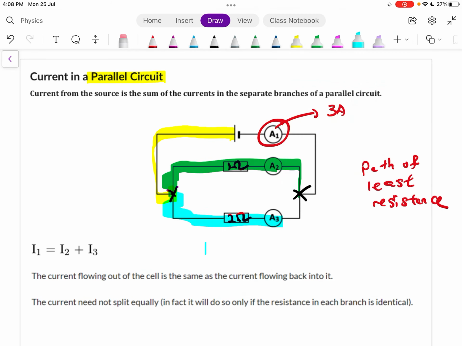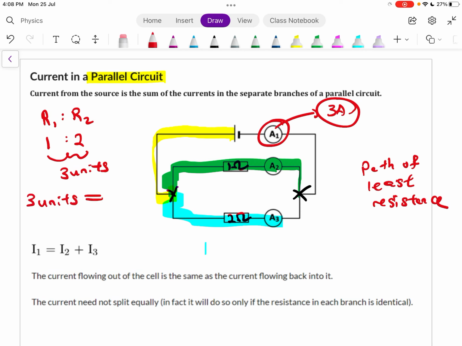So how much more and how much less? Let's do a bit of ratio. Since we know that the first resistor R1 is to R2, the ratio is 1 is to 2. So the total units of this ratio will be 3 units. These 3 units will represent the 3 ampere that we set. So 3 units represents 3 ampere.